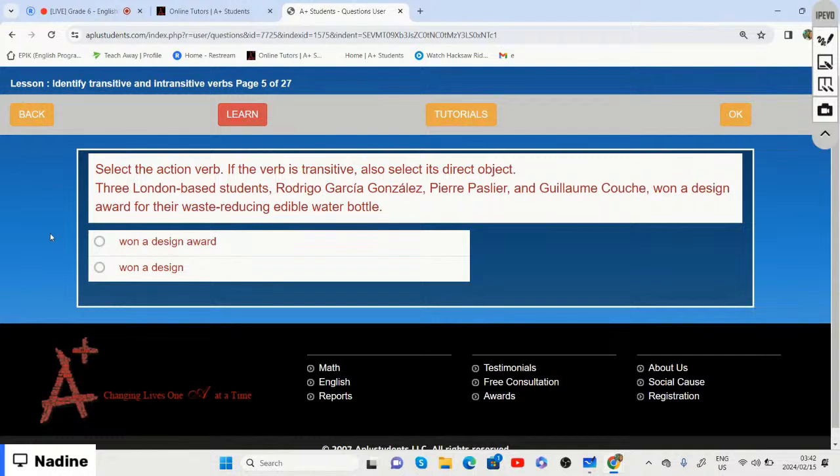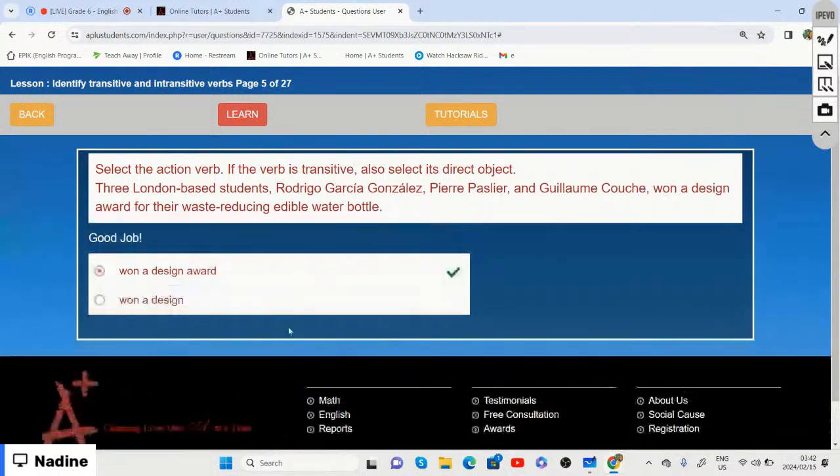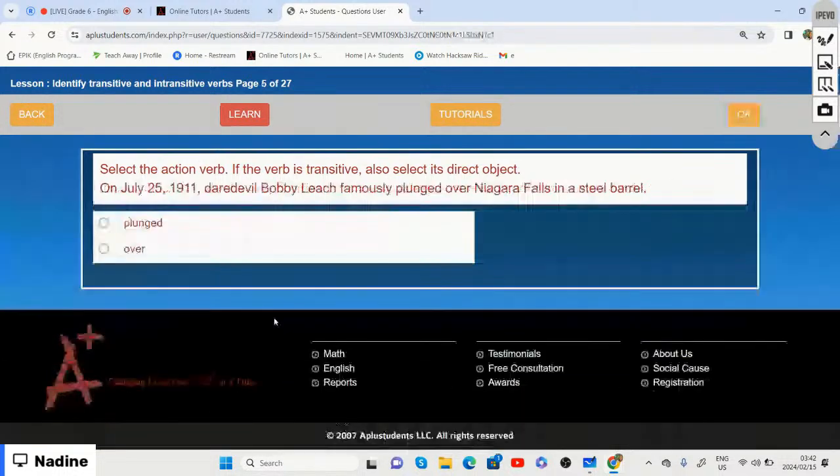All right. So we will say won a design award, it being a transitive verb. So the verb being transitive, now we're going to select the action verb.